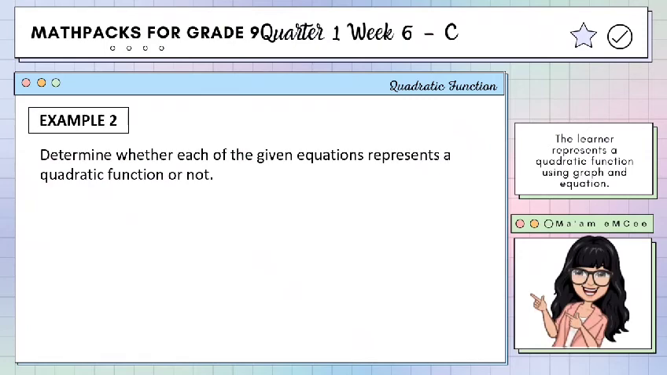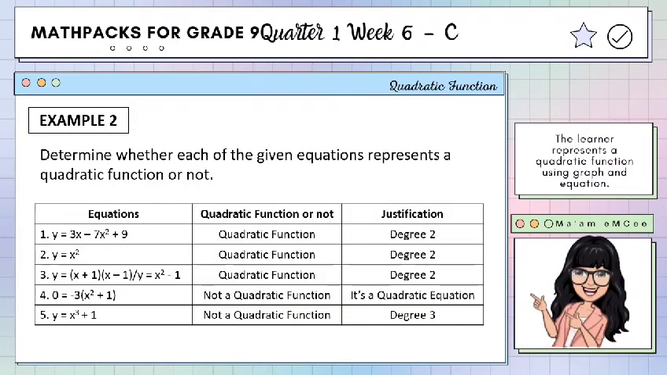So example number 2: determine whether each of the given equations represents a quadratic function or not. We have here a table. On the first column, we have the equations. On the second column, we are to tell whether our given equations represent a quadratic function or not. And we need to justify our answers on the third column. Now let us have the first equation.